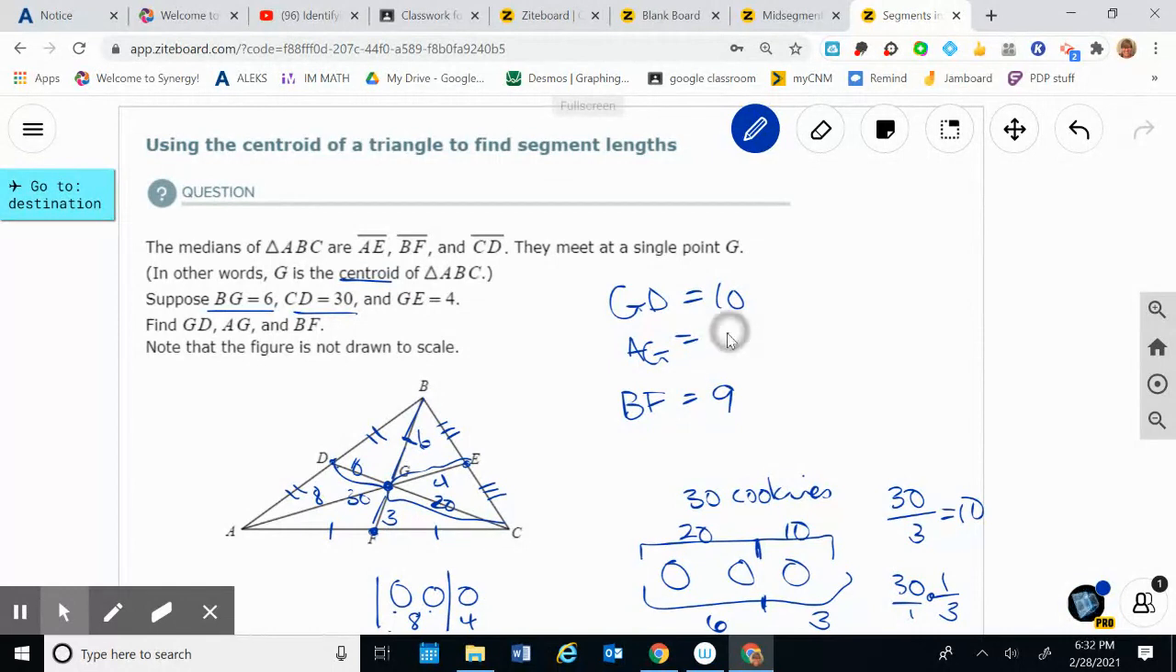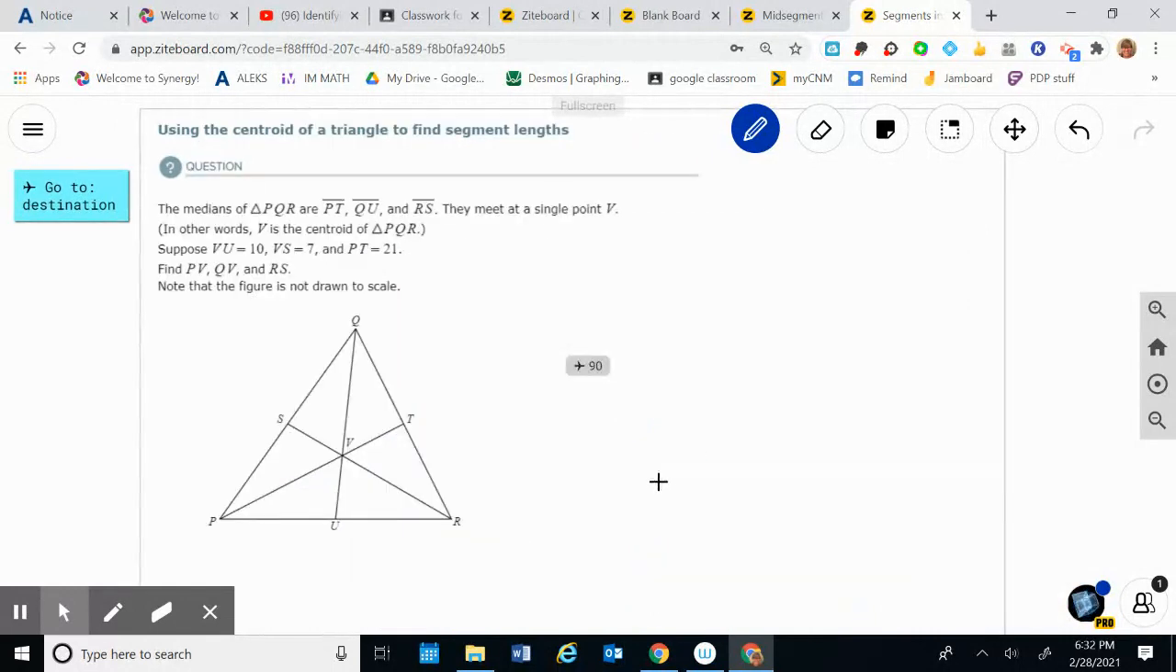Okay. Now, here's one for you to try. Feel free to stop. Okay, I'm going to write on it now.